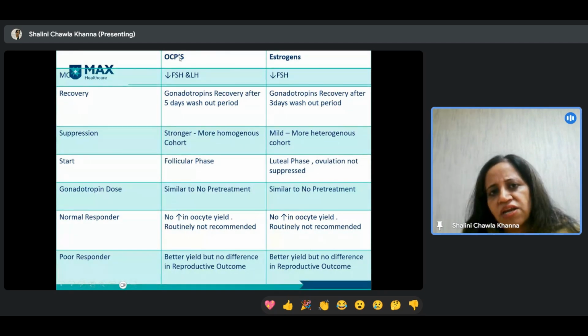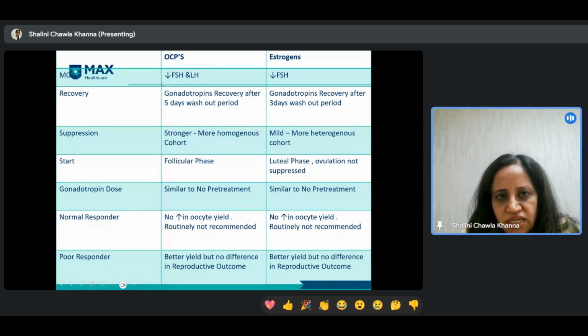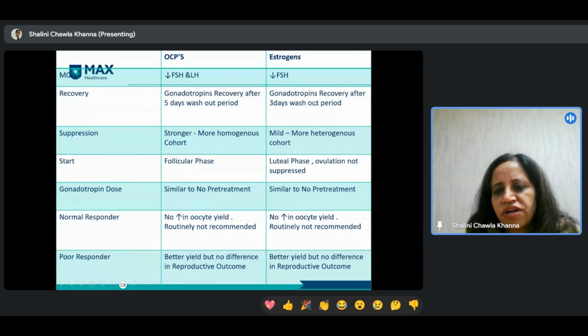Now I have tabulated all the studies, the differences between the OCPs and the estrogens, because this is a very, very controversial topic about the oral contraceptive pills. Now people have moved from oral contraceptive pills to estrogens. Let's see the differences and what the final verdict is. The oral contraceptive pills' mechanism of action leads to a decrease in both FSH and LH levels. With estrogens, gonadotrophin recovery occurs after a 3-day washout period, whereas with OCPs it is after a 5-day washout period.